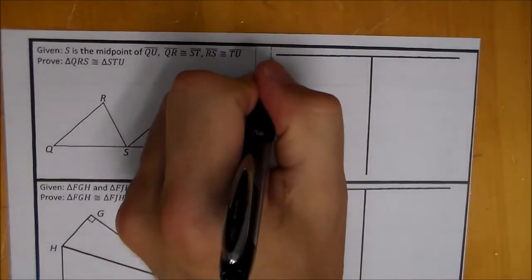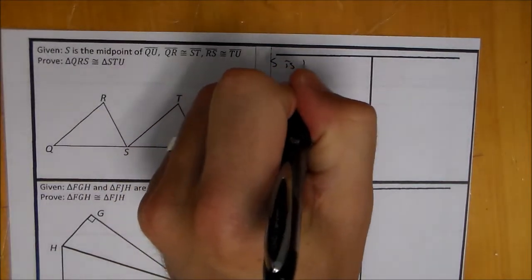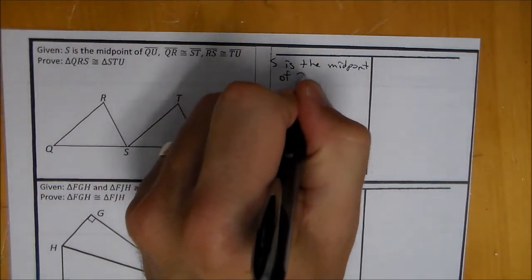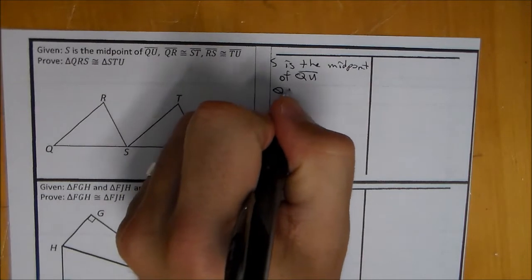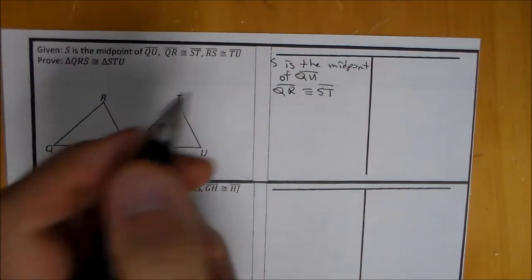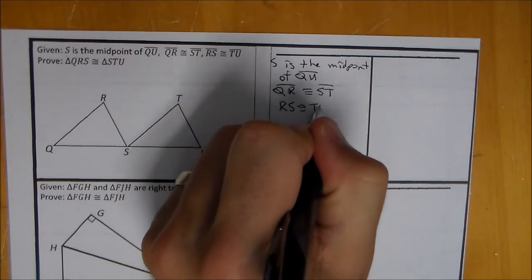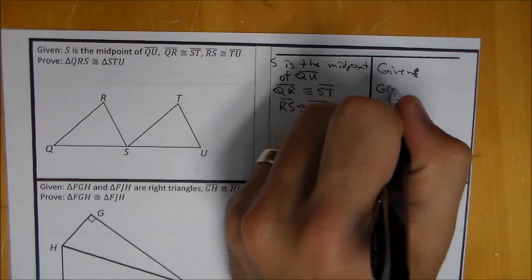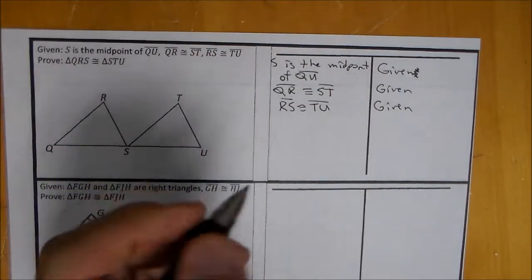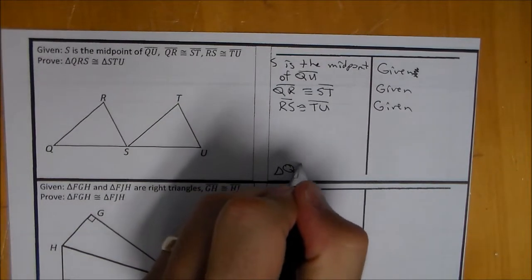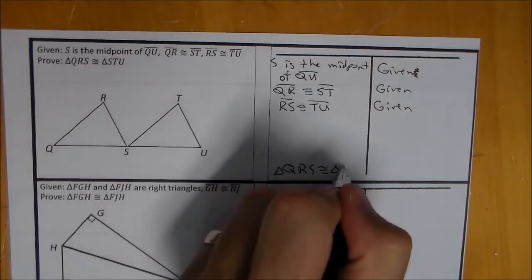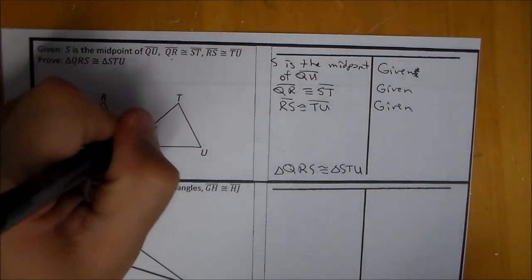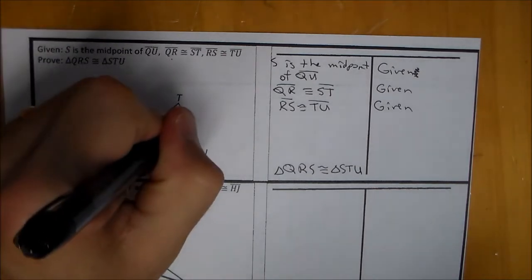On the back, I'm going to write my givens first. S is the midpoint of QU. I'm also going to say that QR is congruent to ST, and that RS is congruent to TU. So we have three givens here. And that's triangle QRS is congruent to STU. So let's look at what I have. So let's mark these parts first. So I got QR, ST, I got RS and TU.